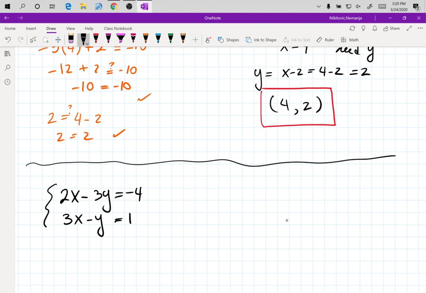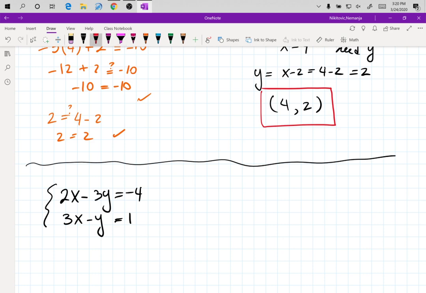So with this system, we have a little bit of a problem. We do not have equation given as x equals or y equals. We have to make it. And as you can see, the easiest one to go for is whatever has a single y or a single x, and in this case with the coefficient either 1 or -1. So in this case, that will be this y over here.